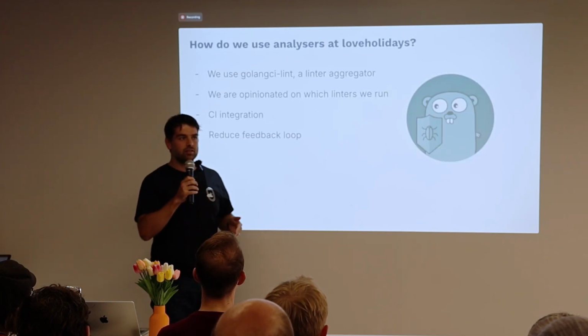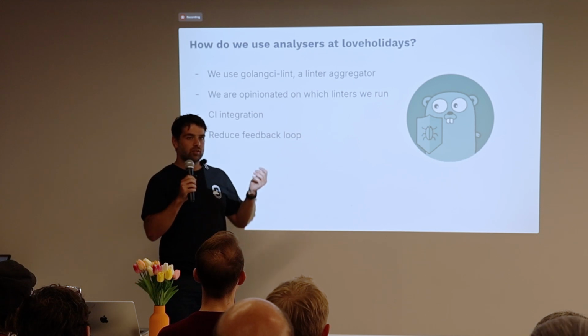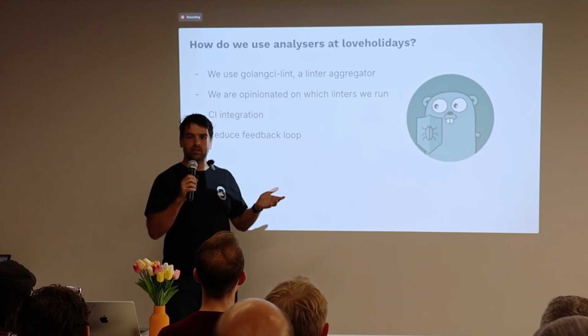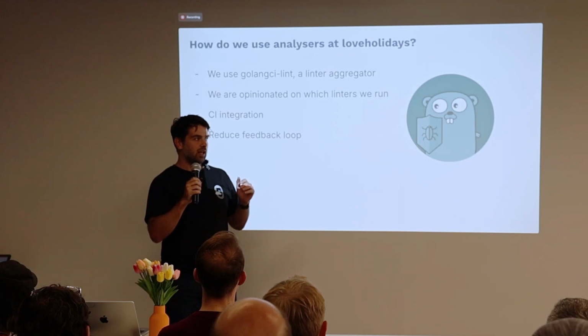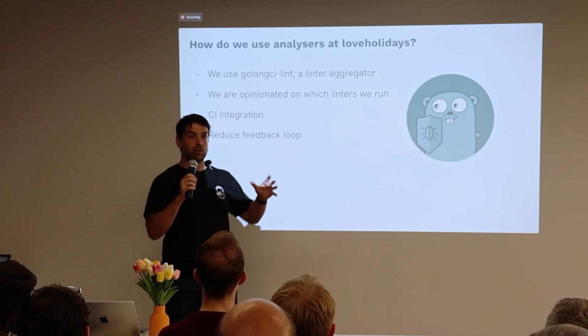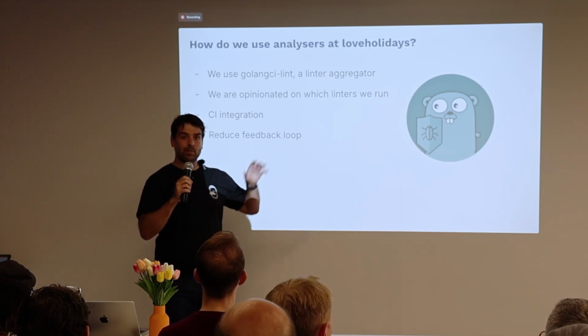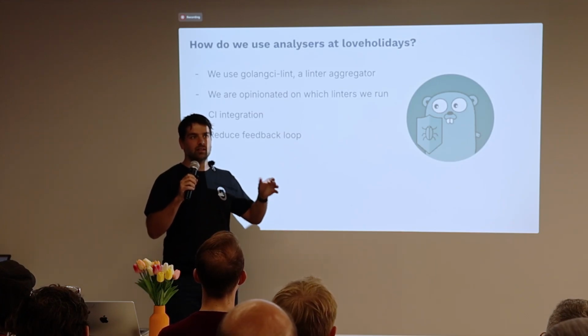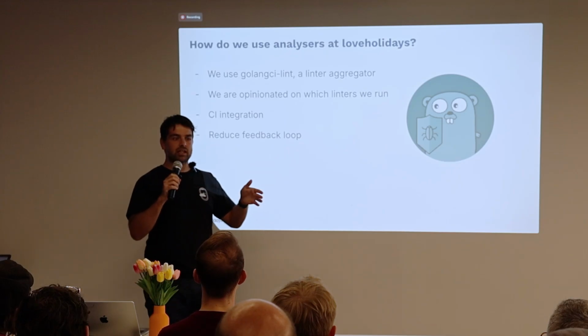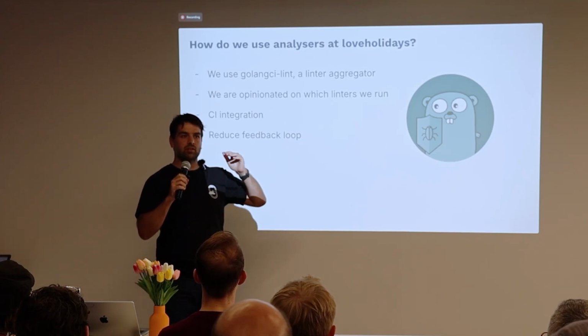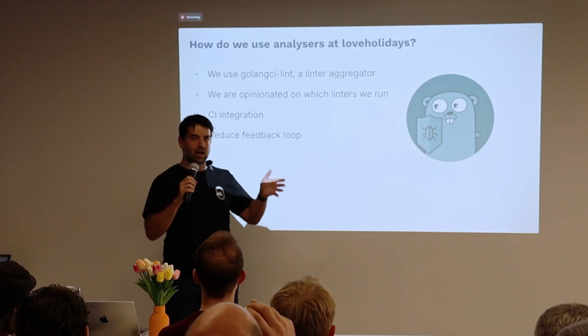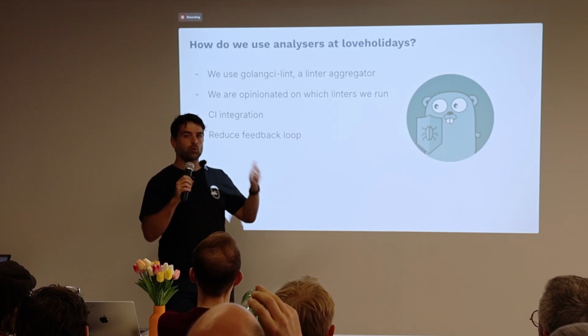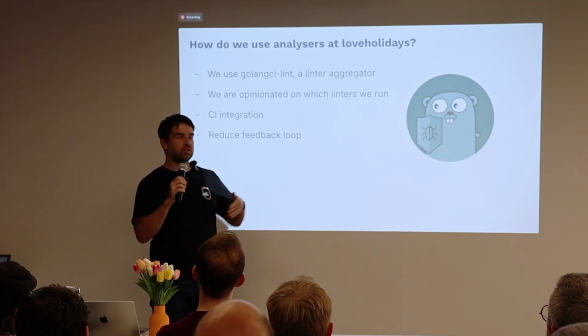So how do we use analyzers at loveholidays? I'm not sure if anyone's used Golang CI lint. We use that extensively. It's essentially a linter aggregator, so we run lots of different linters. We're very opinionated, and because we've made those choices in Golang CI lint, which then cascade to our CI/CD, it reduces some of the conversations we have to have at the PR level because it's already enforced those rules. So it reduces the development cycle.